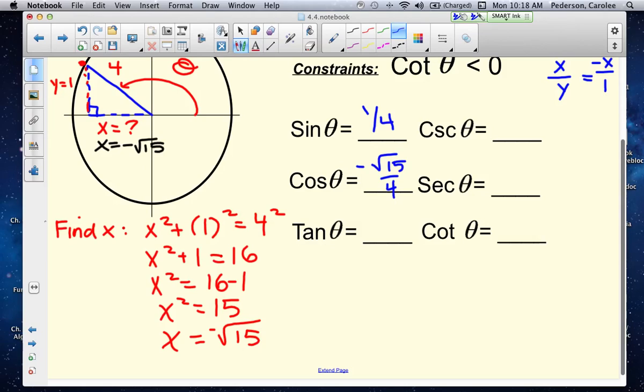Tangent, y over x, 1 over negative square root of 15. Can I leave it like that? Nope, rationalize it.